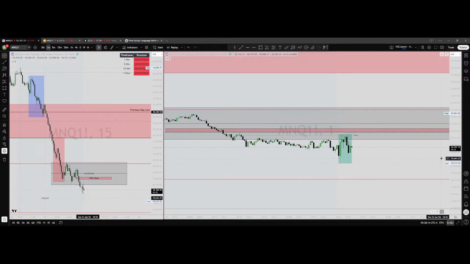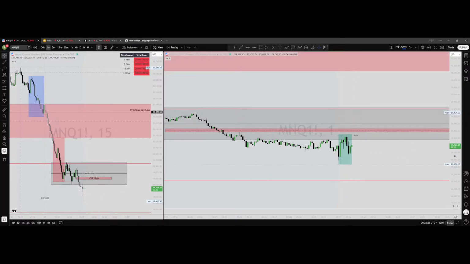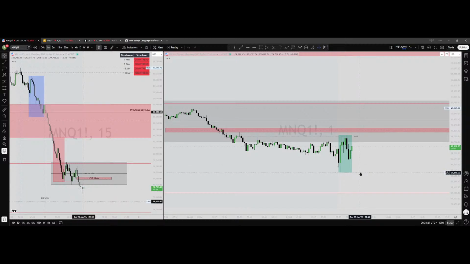As of right now, we only have one level of interest, which is right here, 15-minute fair value gap. If we see liquidity sweep, rejection out of this area, then we will be looking to short until this low. Until then, we can just wait for the price to give us something.